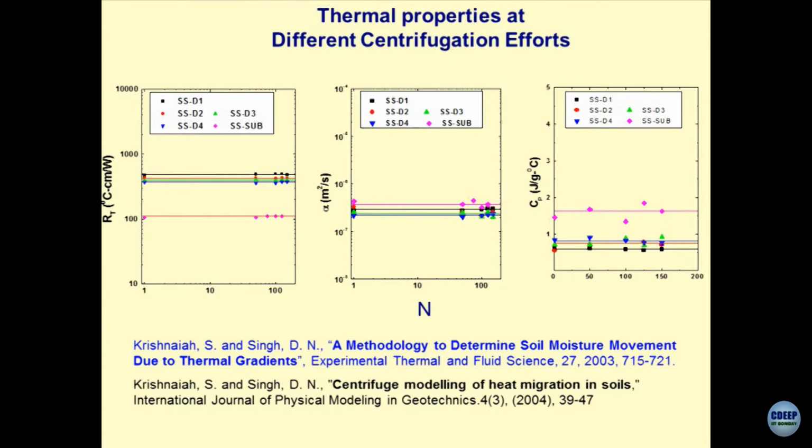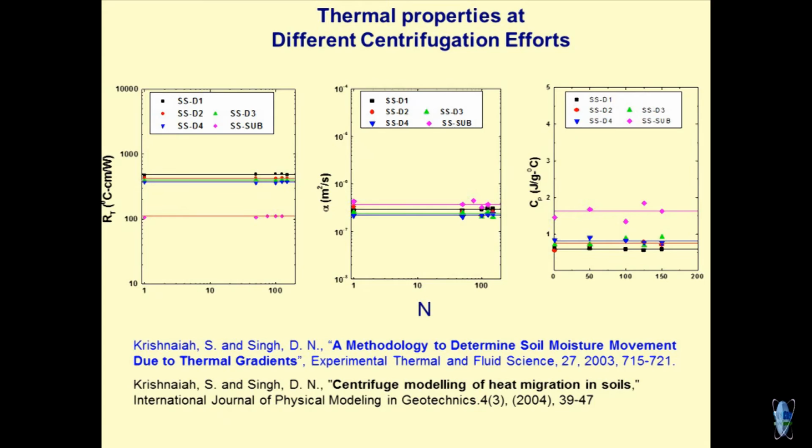Now, these are the results which we get in the centrifugation. If I plot RT values corresponding to different n values for different states of soils, what you will observe is that RT does not get affected. Similarly, diffusivity does not get affected, specific heat does not get affected. Fine. So, this is the answer we got to the question of what happens to the thermal properties when they get exposed to centrifugation or higher G values.